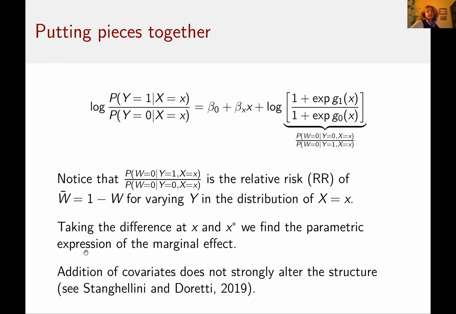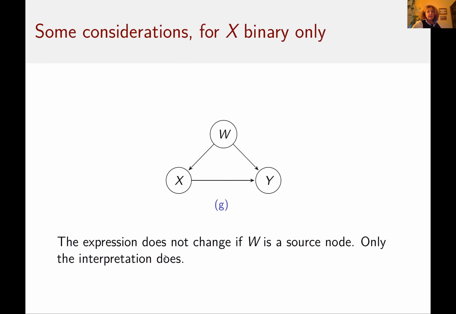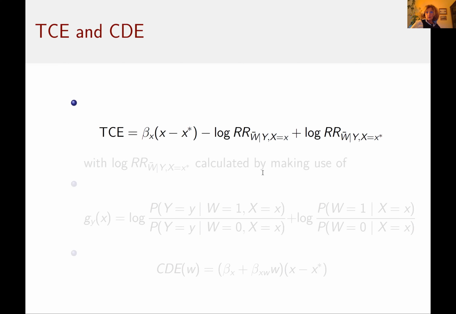Taking the difference, we find the parametric expression of the marginal effect, and the addition of covariates doesn't strongly alter the structure. Now, this has nothing to do for the moment with causality. This is a parametric structure when you impose a model on y and x. And some considerations: if you change the arrow from w to x instead of from x to w, the expression of the marginal model doesn't change, and only the interpretation does.